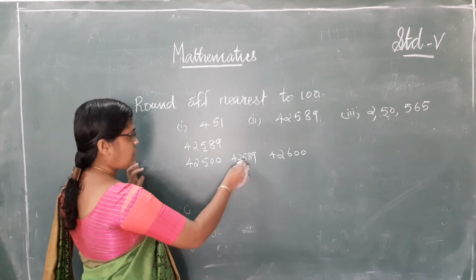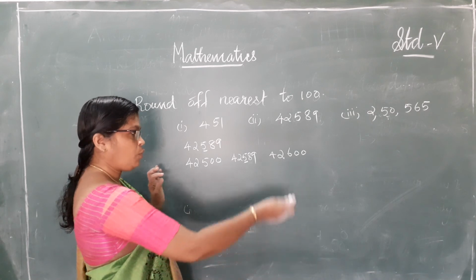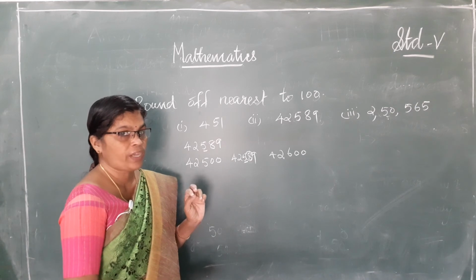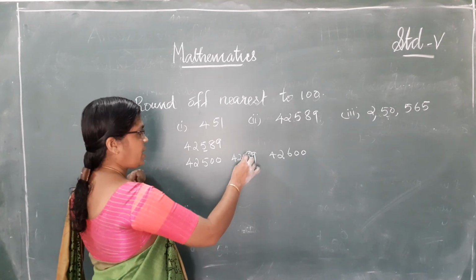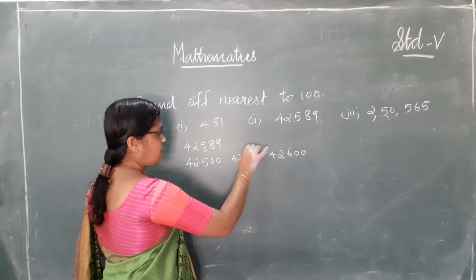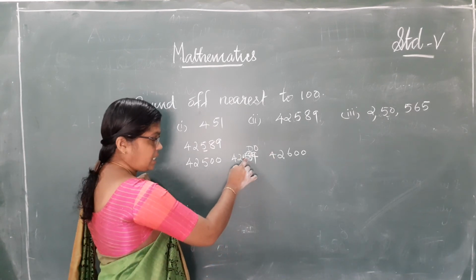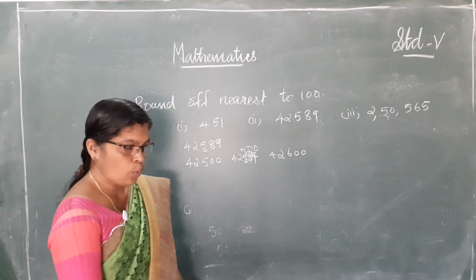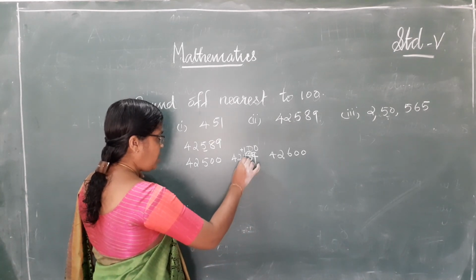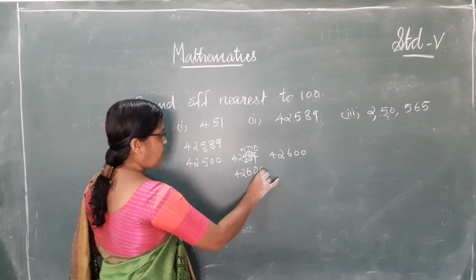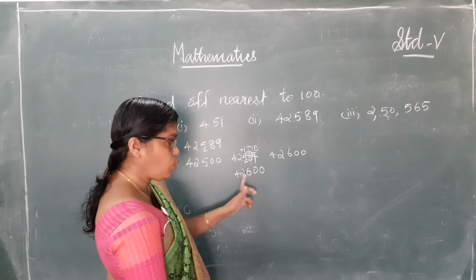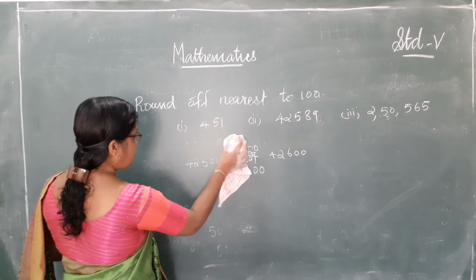Now see, hundreds place is 5 and it depends on the tens place. Tens place digit is 8. Is 8 strong or weak? It is strong, so the other two digits will be cut off and become 0, 0. And since it is a strong digit, we have to add 1 to the hundreds place. Now it becomes 42,000. 5 plus 1, 6. 600. Is it rounded up or down? It is rounded up to 42,600.